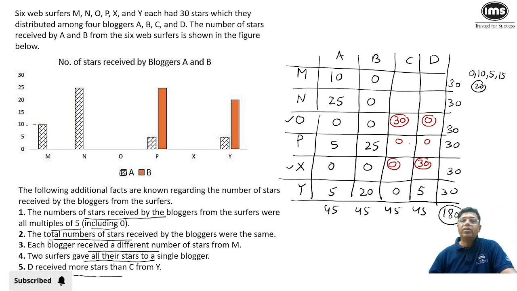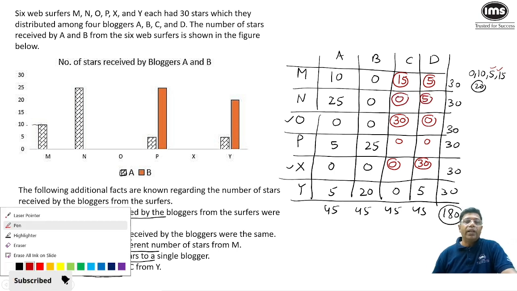Now that's one case. Now N can give only 5 stars and M has to give 15 and 5. Now in this case, C can get 15 because if he gets 5, then he needs 10 from here. So I think C would get 15, right? And M will give 5 to D, and N will also give the rest of the 5 to D. So this is one of the scenarios.